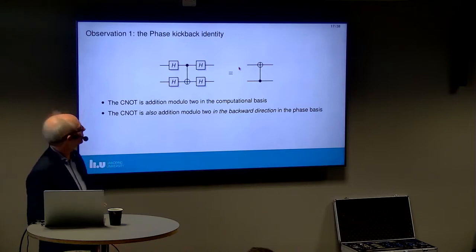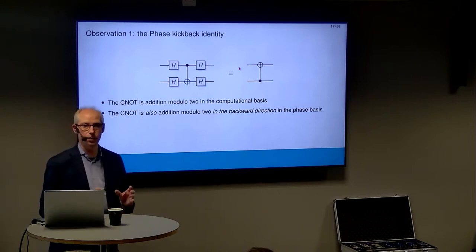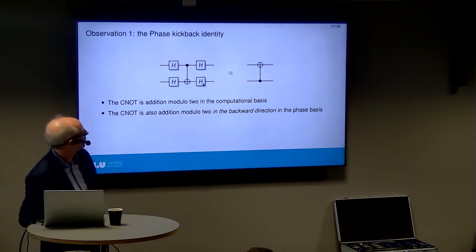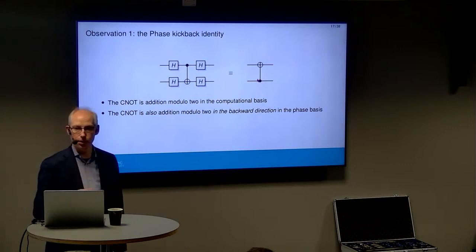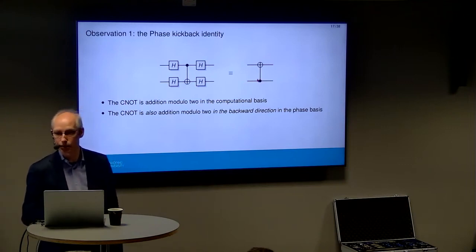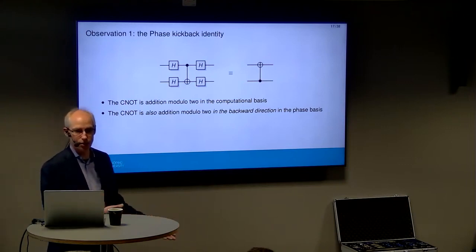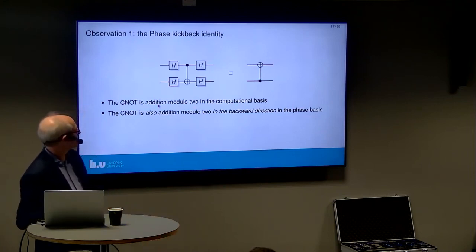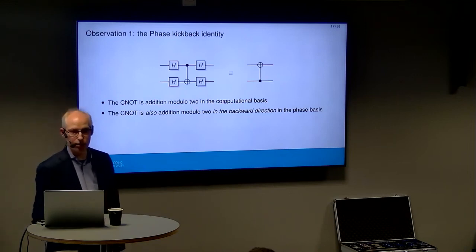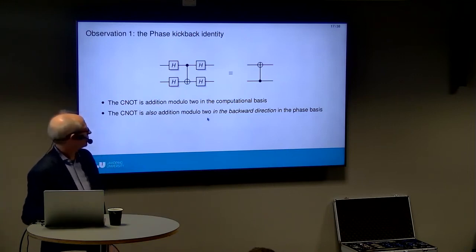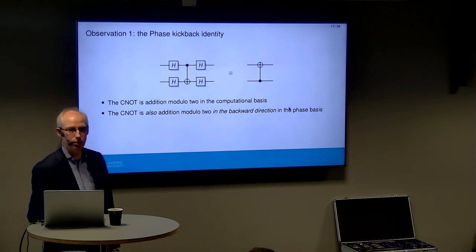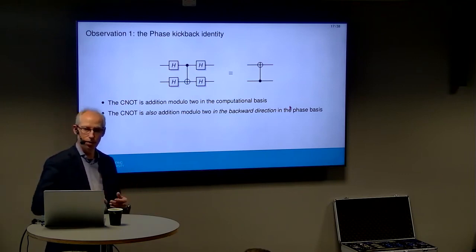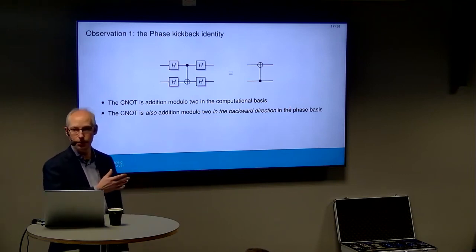This effect is called phase kickback. If I put information in the phase here, this C naught will turn upside down. That doesn't happen in a classical machine. I mean, there's no phase in a classical machine. So the C naught is addition modulo 2 in the computational basis, but it's also addition modulo 2 in the other direction in the phase basis. So by switching between here, I can determine which direction the information will flow in, so to speak.